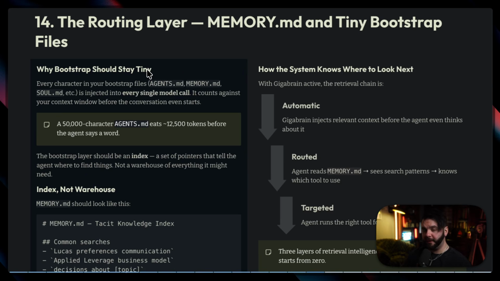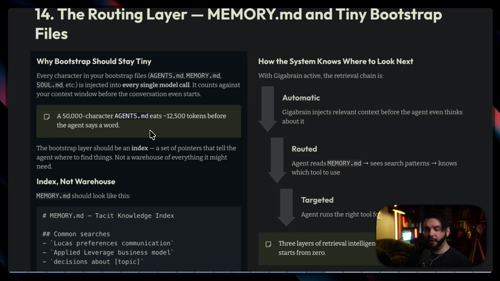So your bootstrap files need to stay as small as possible. And bootstrap files are the files that are injected at the beginning of every single session so your agent knows who it is, what it does, its rules and operations, and what you're working on. These are files like agents.md, memory.md, and soul.md, and these are injected into every single model call. It counts against your context window before the conversation even starts. So if you've got a 50,000 character agents.md, that can eat up 12,500 tokens before the agent even says a word to you. In my case, when I looked, I was using nearly 16k tokens at the beginning of every single conversation.